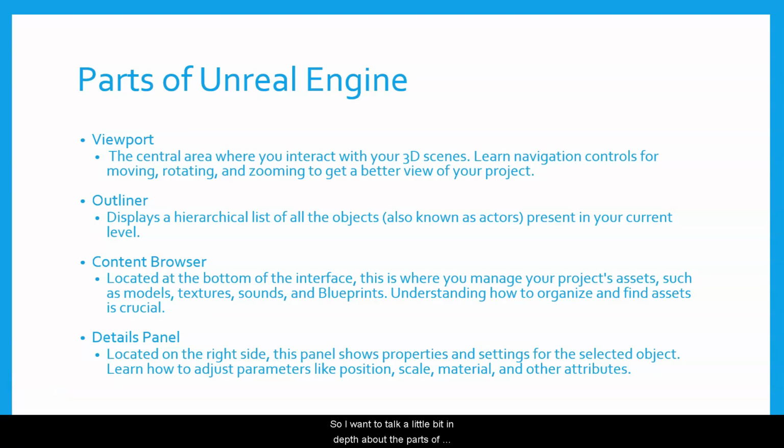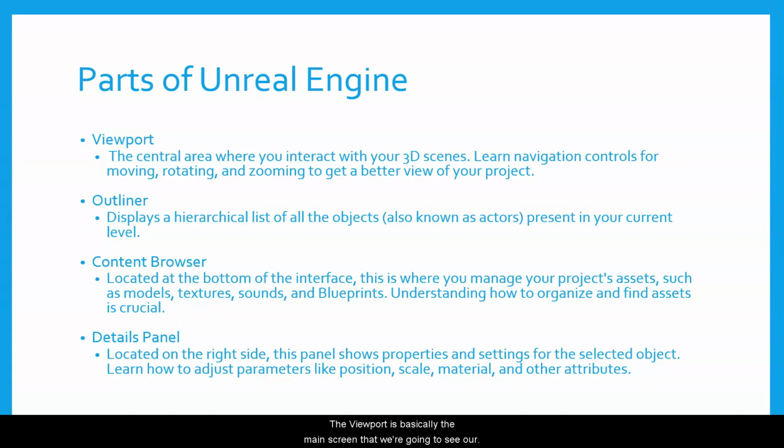So I want to talk a little bit in depth about the parts of Unreal Engine where we're going to be living in the next couple weeks. So basically, these are the main parts of Unreal Engine: the viewport, the outliner, the content browser, and the details panel. That's where we're going to really be living while we learn and navigate around the system.